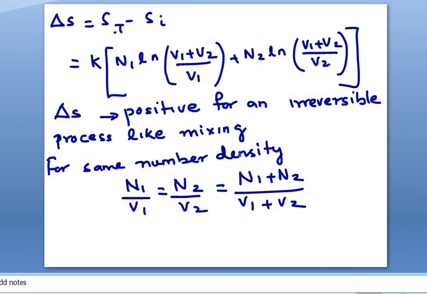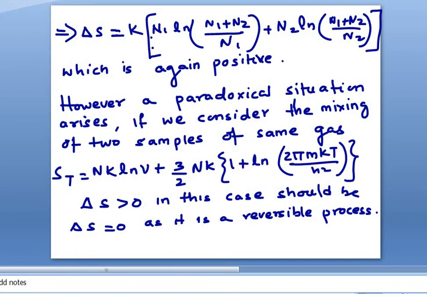Again, if the gases have the same number density, given by n1 by v1 is equal to n2 by v2, so n1 plus n2, that's total, is equal to v1 by v2. So (v1 plus v2)/v1 can be written as (n1 plus n2)/n1. So again, in terms of number density, we write k n1 ln (n1 plus n2)/n1 plus n2 ln (n1 plus n2)/n2. This is again positive. So for different gases, this is a very good answer, and this is valid also.